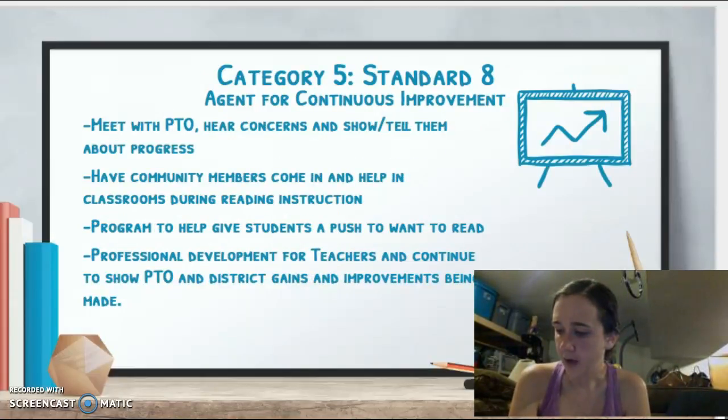So standard 5, agent for continuous improvement. The question says: provide examples from data in the case explaining how you, as the building level administrator, acted as an agent for continuous improvement and to engage families and the community in a beneficial way. So, meeting with the PTO to hear their concerns and show and tell them the progress and the plan that I have set forth.